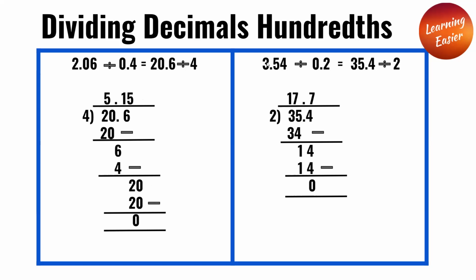And lastly, we're going to be dividing 3.54 by 0.2, which is equal to 35.4 divided by 2. Since we know 2 times 17 is 34, 35 minus 34 is 1, and then we bring down the 4. 2 times 7 is 14, so 14 minus 14 is equal to 0. So the answer for this problem is 17.7.